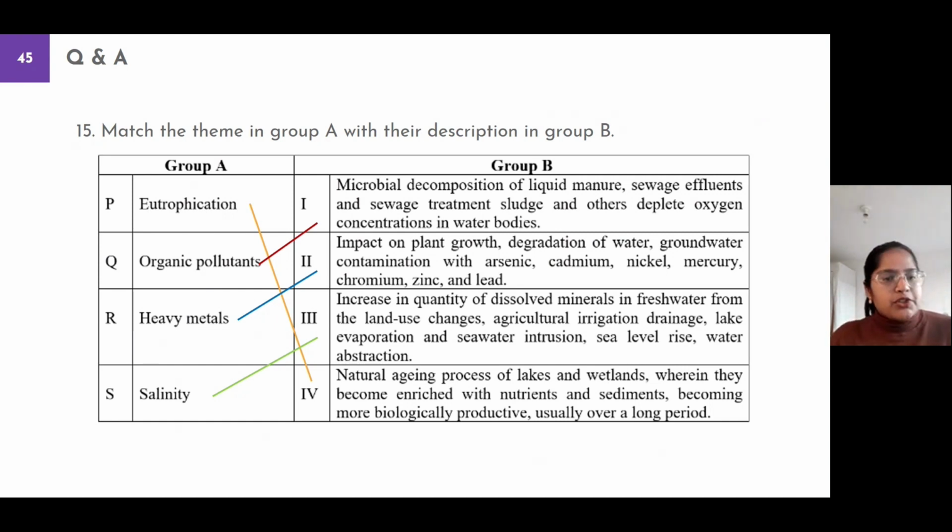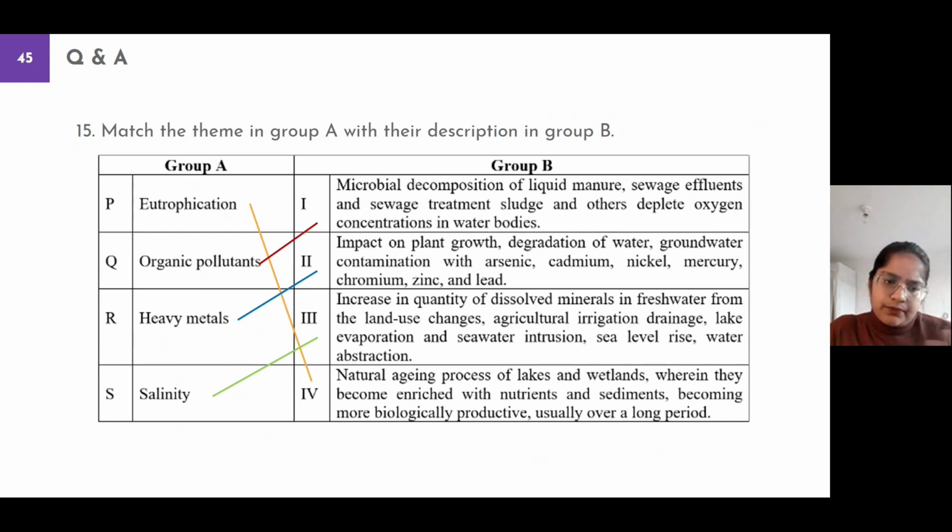Then Q, which is organic pollutants, matches with 1, which is the organic pollutants such as microbial decomposition of liquid manure, sewage effluent, sewage treatment sludge, and others, which deplete oxygen concentration in water bodies. So organic pollutants cause all of these effects. So Q matches with 1. Then heavy metals matches with 2. So we see that heavy metals such as arsenic, cadmium, nickel, mercury, chromium, zinc, and lead impact plant growth, degrade the water quality, and cause groundwater contamination in all of these cases.